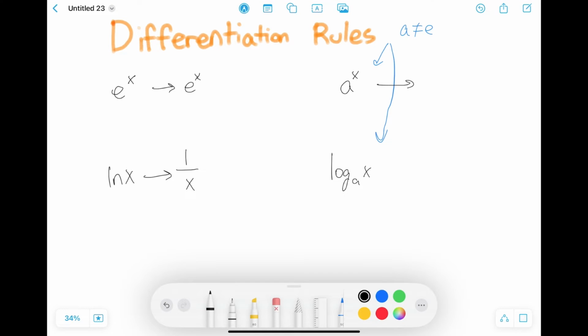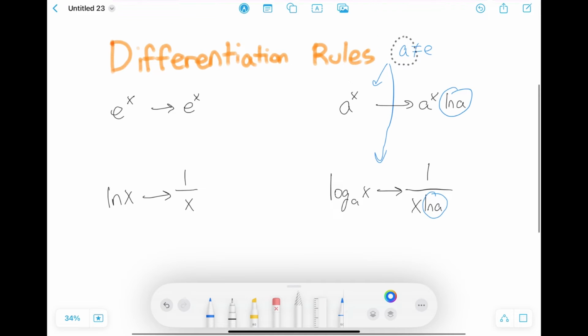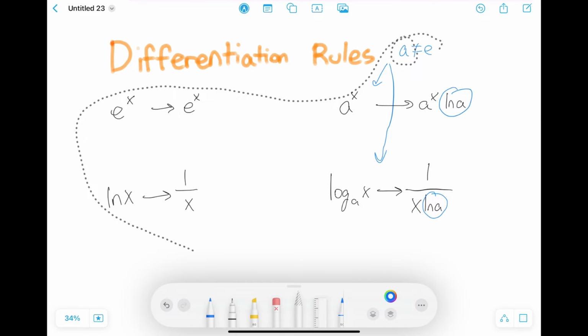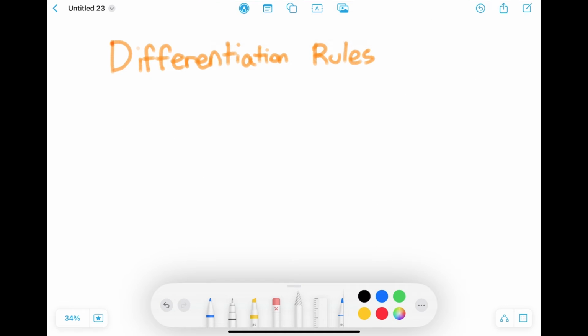The derivative of a to the x is a to the x times ln a. And you'll see when a equals e, that ln a part just becomes 1. And then the derivative of log base a of x is going to be equal to 1 over x times the ln of a. And this ln of a part, when a is equal to e, becomes 1. So then we just reduce to e to the x and 1 over x, respectively. So those are some of the things you have to memorize.